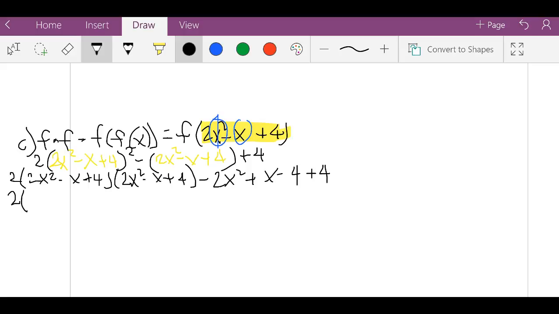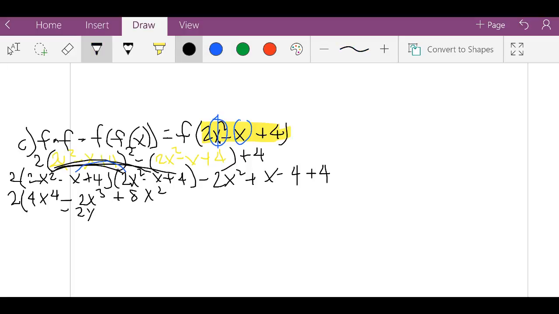So here we go. 2x squared times 2x squared is going to be 4x to the 4th. Okay, so that's 4x to the 4th. 2x squared times negative x is going to be a negative 2x to the 3rd. 2x squared times a positive 4 is going to be positive 8x squared. All right. In the middle, negative x times 2x squared is going to be a negative 2x to the 3rd.